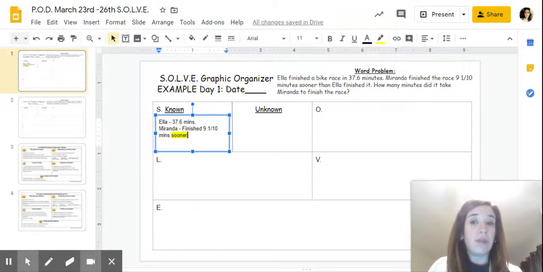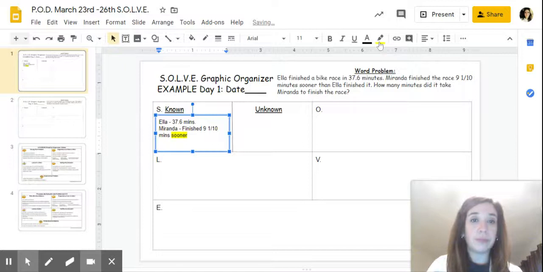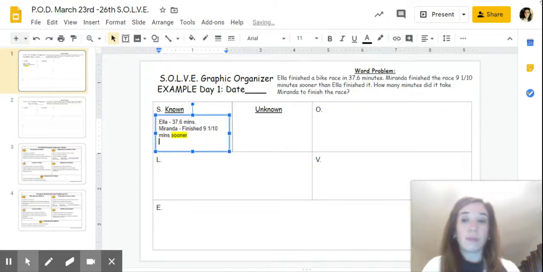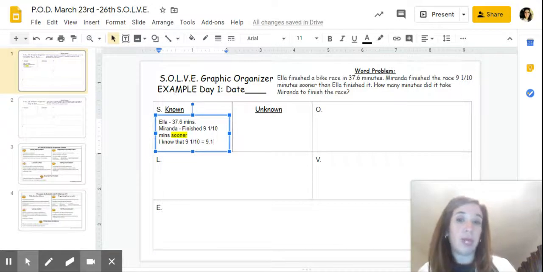Now 9 and 1/10 minutes, this is a fraction, that's a decimal. That's where I told you guys this is where I can also change that. So I also know, and it's still highlighted, sorry. I'm going to type in, I know that 9 and 1/10 is equal to 9.1. So I know that. Okay.